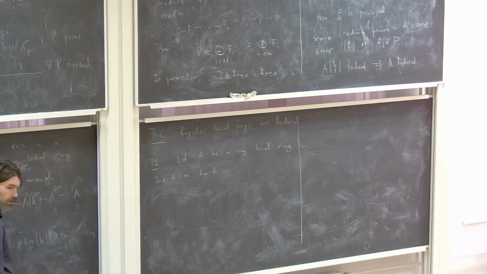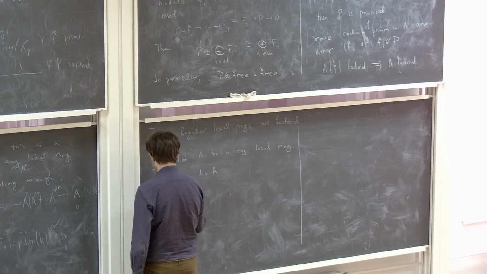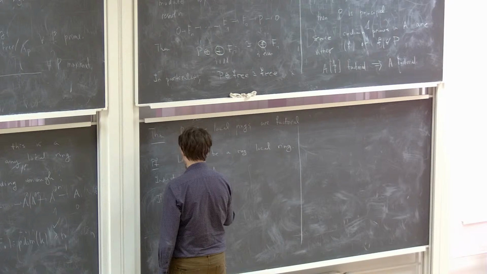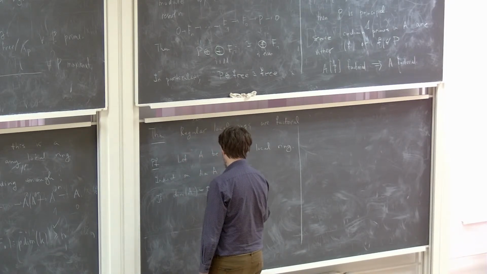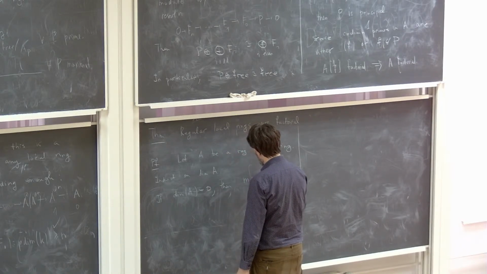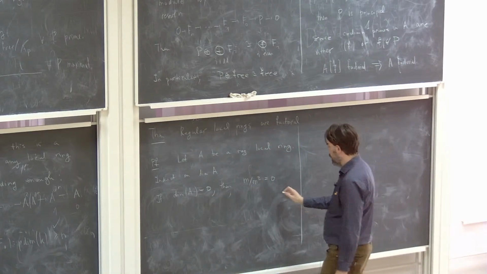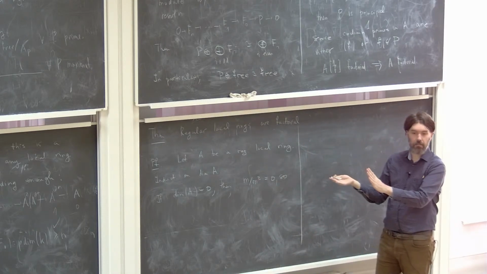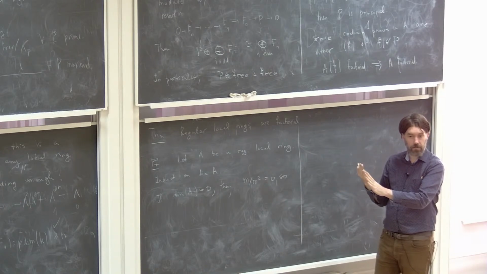So let's consider dimension 0. So if dimension of A is 0, then m mod m squared is 0, because the dimension of that is 0. And that means, what is m mod m squared? It's m tensor A mod m. And so by the Nakayama lemma, this means that m itself is 0.